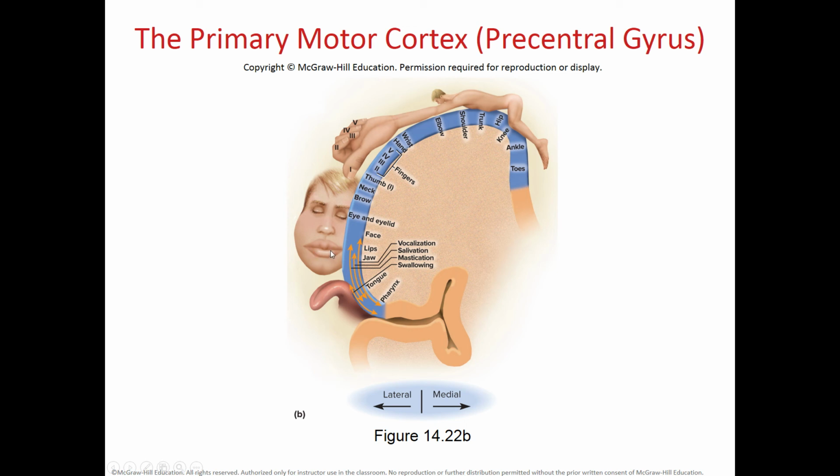And look at the lips. And look at the tongue and the pharynx. The tongue has a big area dedicated for movement because it's very important for vocalization, salivation, masticating, and swallowing.